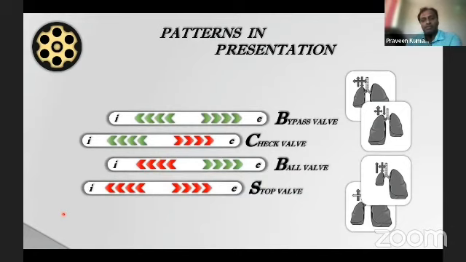In bypass valve, the patient will be mostly asymptomatic because there is flow of gas both during inspiration and expiration. In stop valve, the patient will be in acute respiratory distress because there is no inflow and outflow. The patient may come with choking. And in check valve and ball valve, it happens over a period of time.